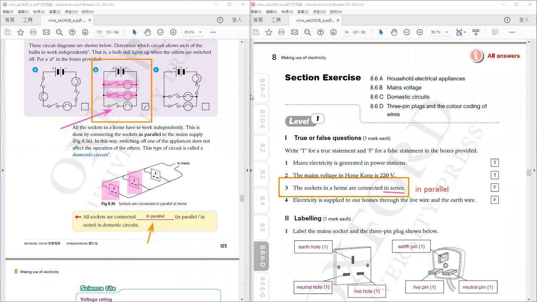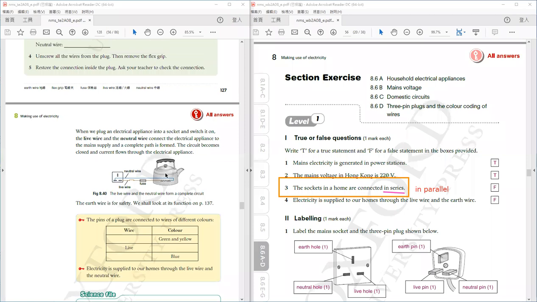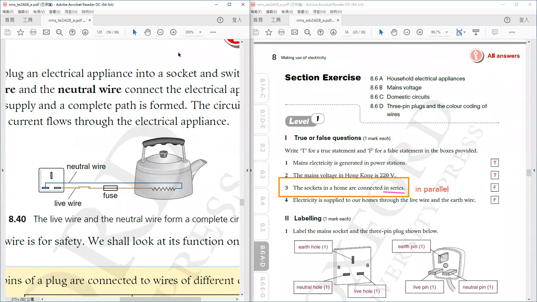Statement 4. Electricity is supplied to our homes through live wire and earth wire. This is wrong. How do we transfer our electricity? Basically, you can refer to this one. Okay. So for example, in a kettle, 電熱水煲, you heat up the water here. So electricity is the current passing through live wire and neutral wire. They form a complete circuit.